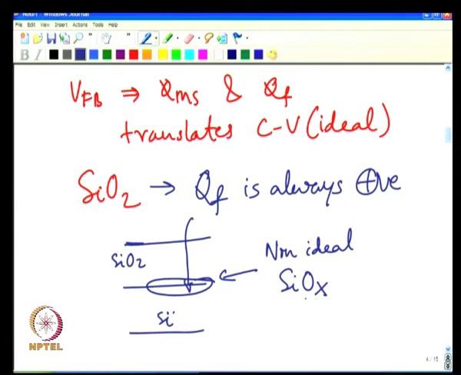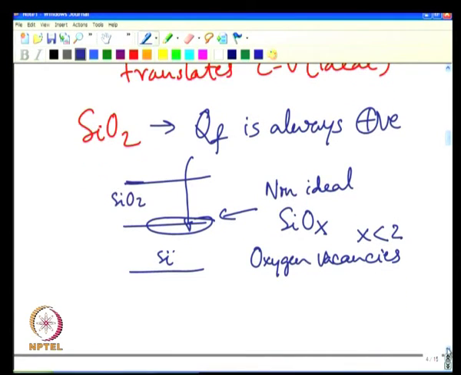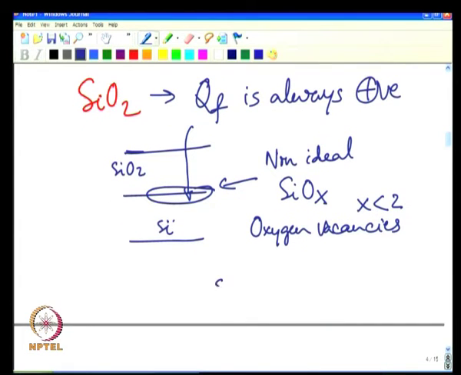So, what is proposed really is that this was supposed to be silicon oxide with an abrupt transition, but really in this region you have oxygen vacancies. That is why your oxygen is no longer 2, it is less than 2, where x is less than 2, because you have oxygen vacancies. What I mean by that is, if you were to look at the silicon oxide matrix, the silicon oxide matrix will essentially look like this ideally.